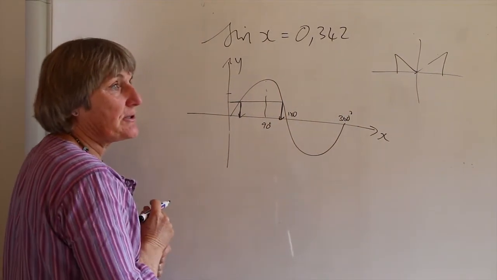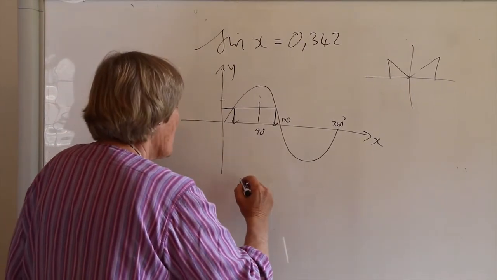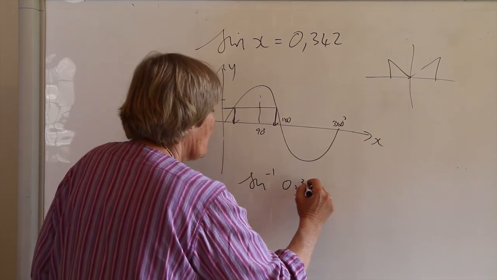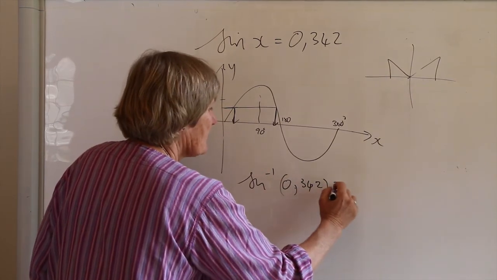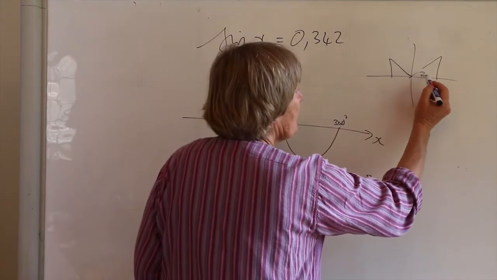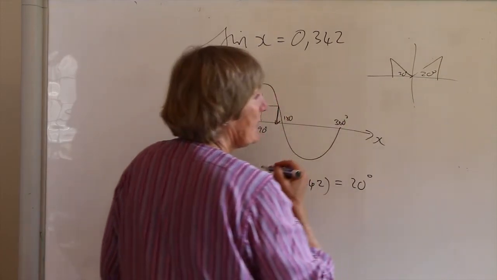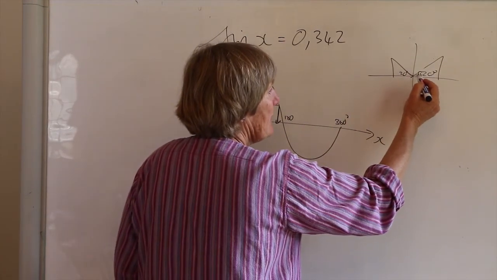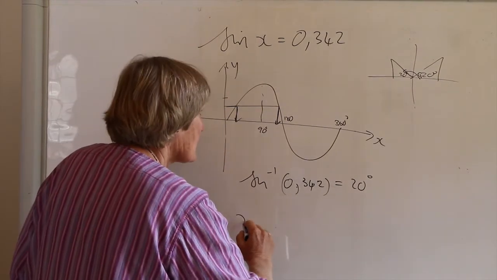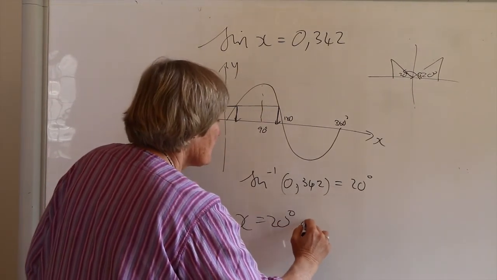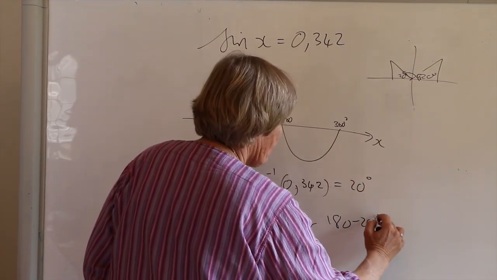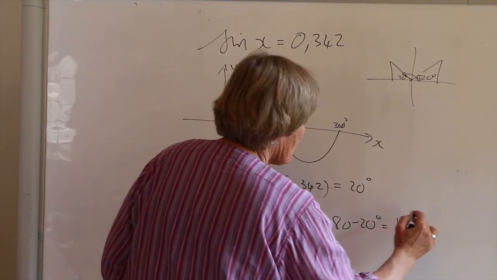Now, the first thing is to get the reference angle. So you go on your calculator, sin minus 1, this ratio, and you want to know which angle that is. And it gives you 20. So you've got the acute angle. So now you fill in your acute angle, and you have this angle and that angle, which will give you a ratio of that. So your answer here is 20 degrees, and in this case it's 180 minus 20, which is equal to 160.